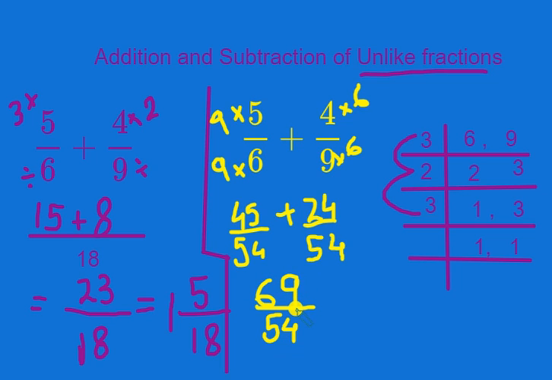So we have added unlike fractions, but now it's important to check: can it be simplified? Yes, it can be simplified. Let's take the table of 3. 3 times 23 is 69, whereas 3 times 18 is 54. So now you can observe both of them. We got the same answer. Again, this is an improper fraction, so we will convert it into a mixed number. Okay, this is how we can do it.